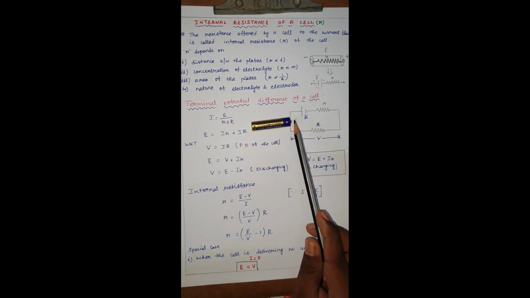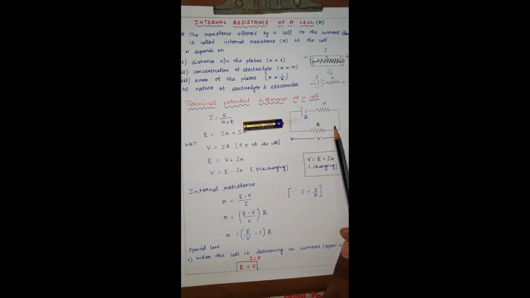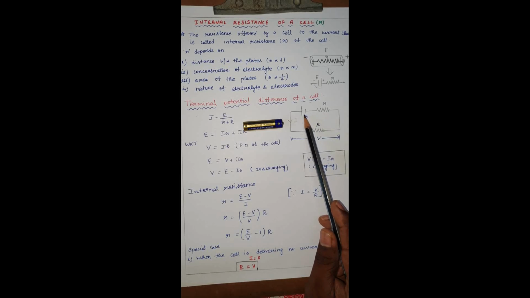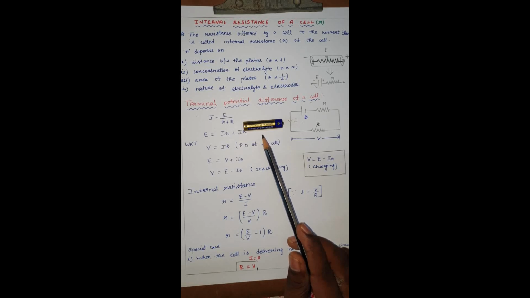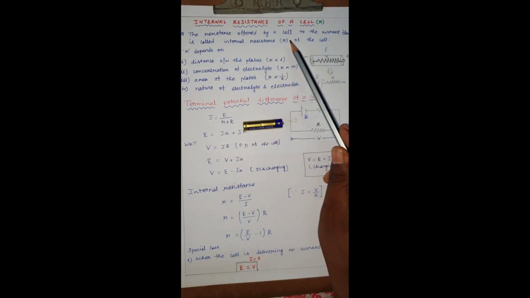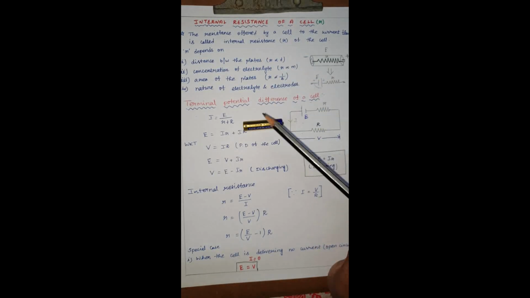You know that in a circuit, when I am connecting a cell, from the positive terminal the electric current will start, flow through the circuit, and reach the negative terminal. But after reaching the negative terminal, the current has to flow inside the battery from the negative terminal to the positive terminal. The resistance offered by that battery at that time is called the internal resistance of a cell. So the resistance offered by the cell to the current flow inside the battery is called internal resistance.